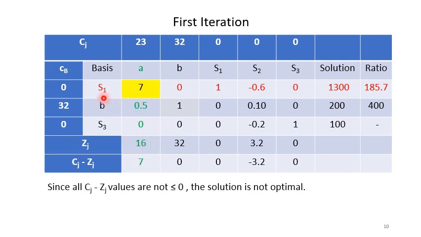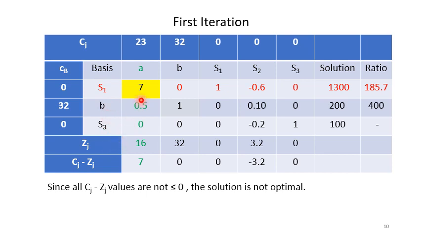One thing is noticeable here: S2 has left the solution, and B has entered because B was qualified based on the highest Cj minus Zj value, and S2 left because of the minimum ratio in the previous step. So again you have to repeat the step here, find out Zj and Cj minus Zj values. B will have a coefficient of 32 because B always in the objective function has a coefficient of 32. You can see S1 and S3 still remain, S2 has left.